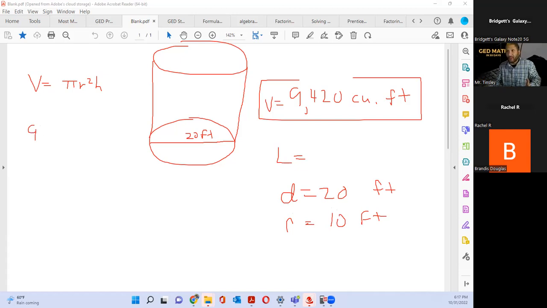Or even, let's do this. Watch this. I'm going to show you something. First of all, I'm going to solve it algebraically. First of all, I know what pi is. I know what r is. How can I solve for h? How can I get h all by itself? What would I have to do to change this formula, so instead of V equals, I want to say h equals? How would I do that?